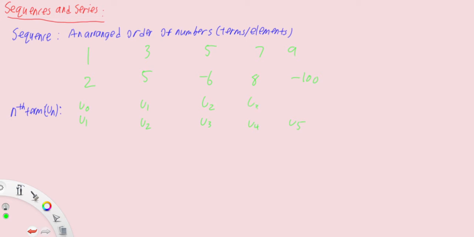It doesn't matter. However, once you pick one, so let's say you pick the first number as the 0th term, the next number must be the first term. So do be consistent. Don't jump like, let's say, the first number being the 0th term, then the second number being the second term. It doesn't work that way. When you stick to one, be consistent.